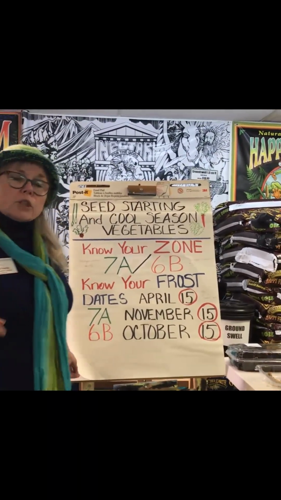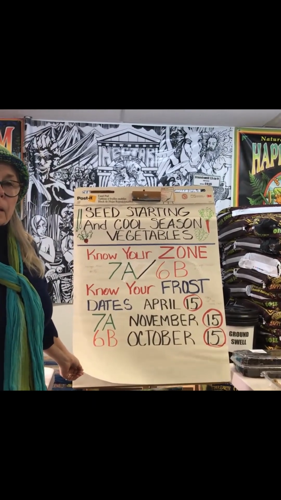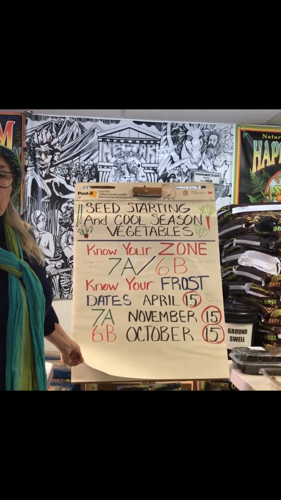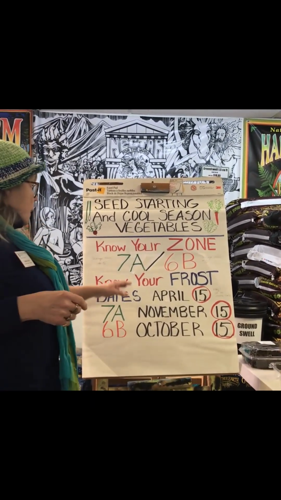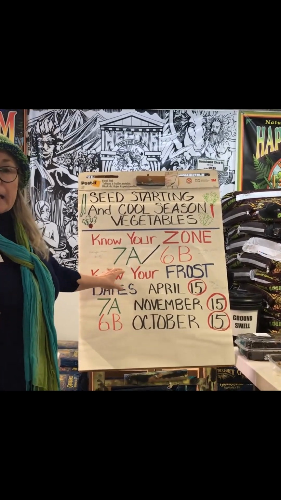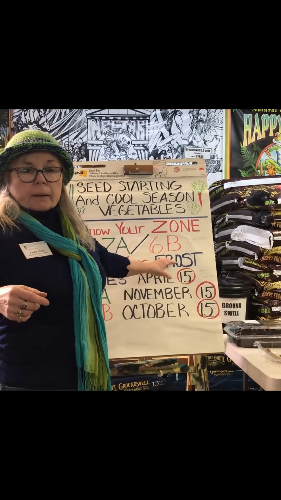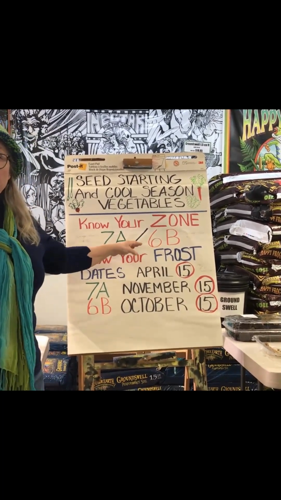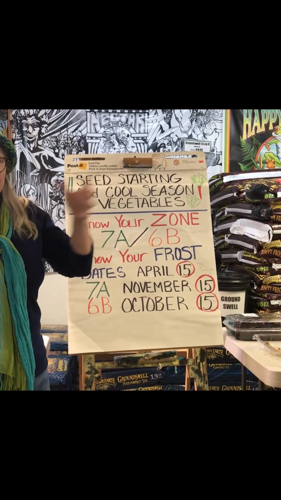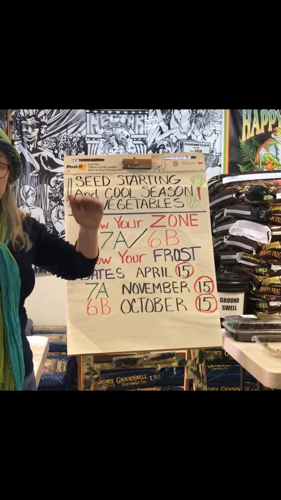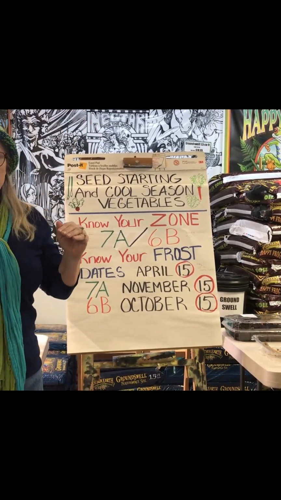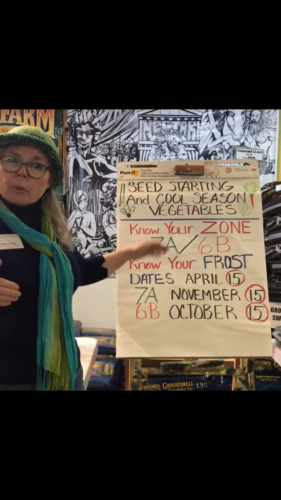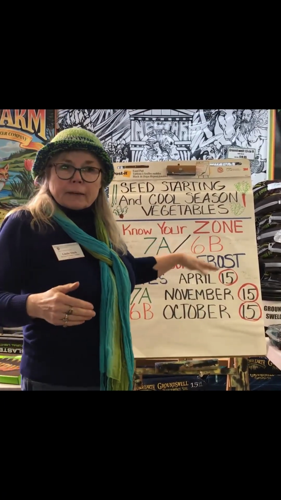Can I ask a question? Sure. Are you either 7A or 6B? There's no other options? Well, zones are divided into A or B. 7A and 6B are close together, because you've got 6A, 6B, 7A, 7B. And every zone is divided out that way because there's just a little bit of difference between them.